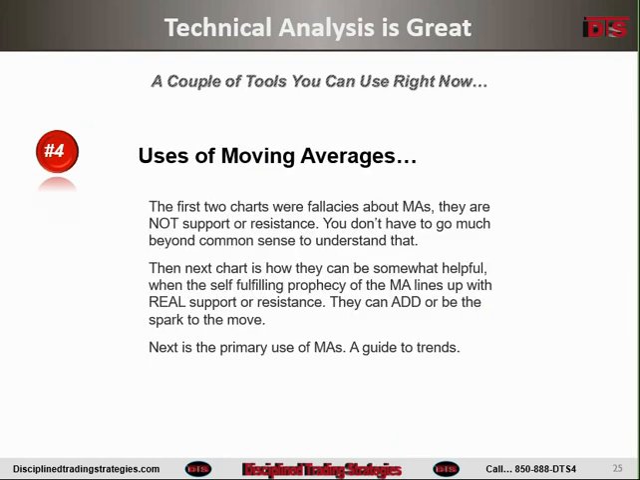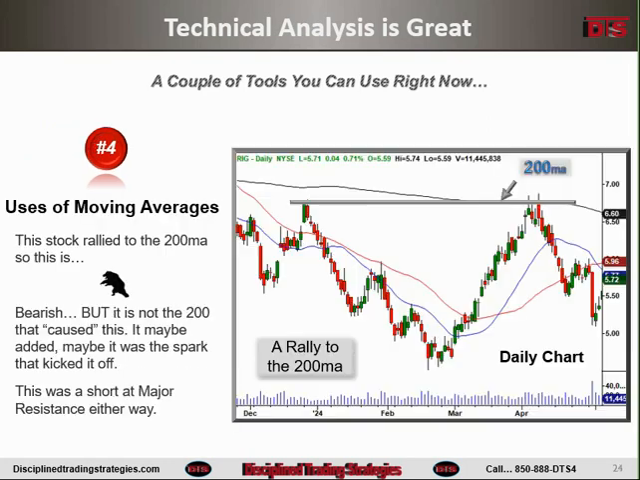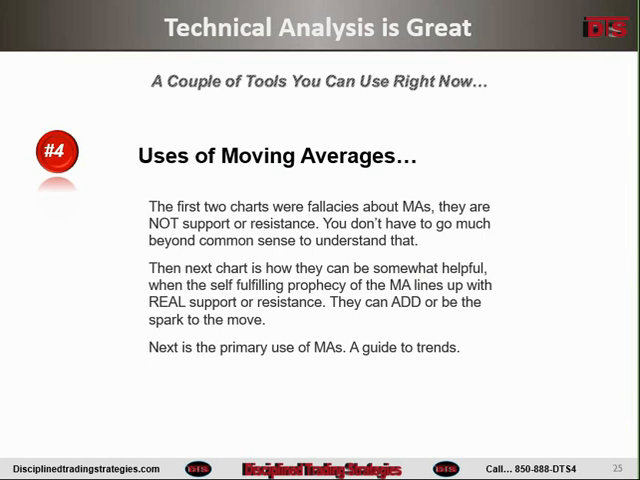The first two charts are fallacies about moving averages. They are not support or resistance. You don't have to go much beyond common sense to understand it. The next chart that I just showed you was somewhat helpful: the self-fulfilling prophecy of the moving average lines makes up real support or resistance, matches real support or resistance. They can add to or be the spark to the move.